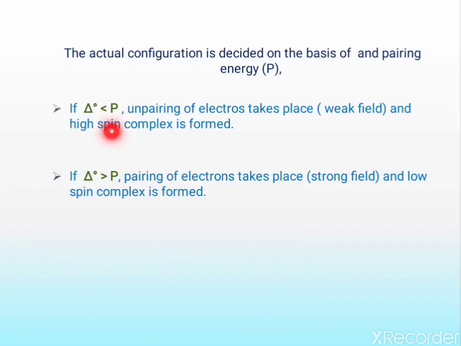If pairing energy is greater than delta naught, meaning the crystal field splitting energy, unpairing of electrons takes place. Then high spin complexes are formed. High spin complexes consist of weak field ligands. If pairing energy is less than the crystal field splitting energy, pairing of electrons takes place and the resulting complex is a low spin complex. Low spin complexes consist of strong field ligands.